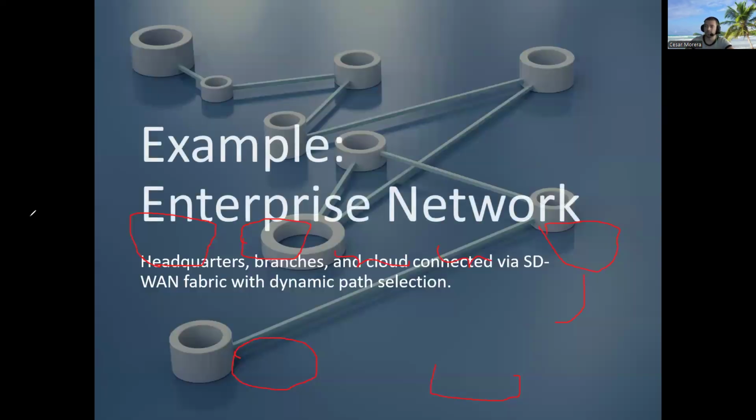Let's go ahead and clear the drawing. And this is the first example of an enterprise network. We have the headquarters. Let's say we have a router over here, and that is HQ in New York, New York. And that is connected through an ISP, which is actually Verizon.